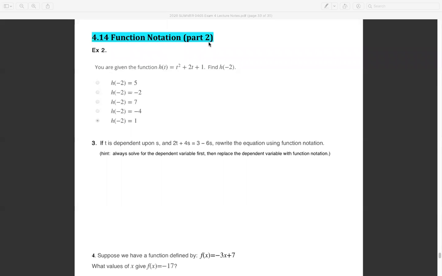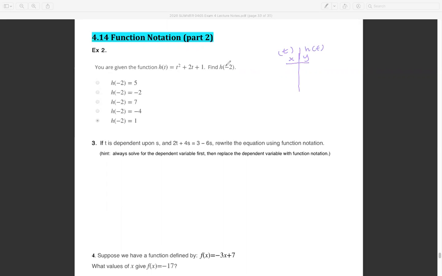4.14 Function Notation Part 2. You are given the function h of t equals t squared plus 2t plus 1. Find h of -2. So what's happening on a t chart is normally we'd have x on this side and y on this side, but we don't have any x's. So in place of our x's, we have t's. And then in place of the y, we have our function notation h of t.